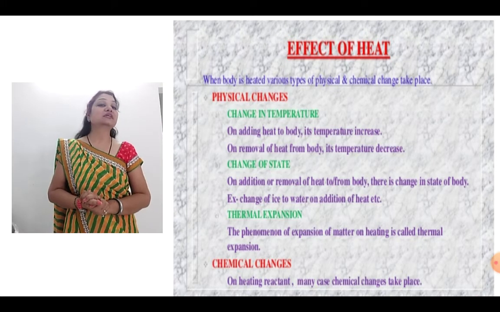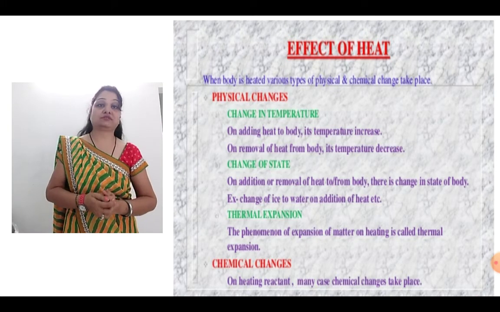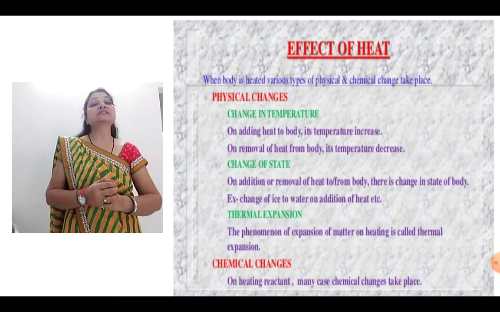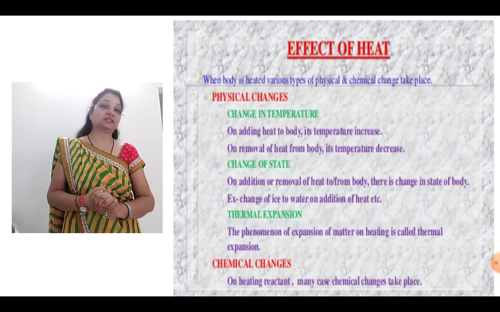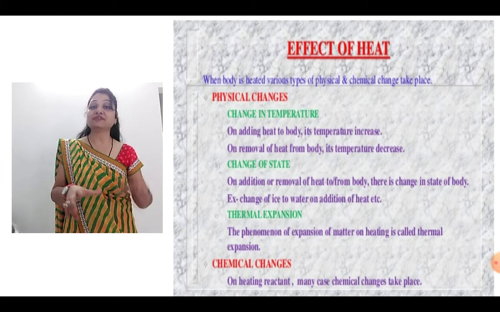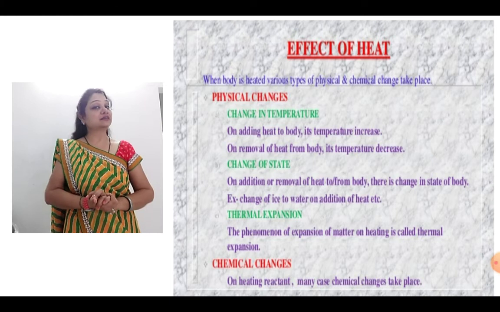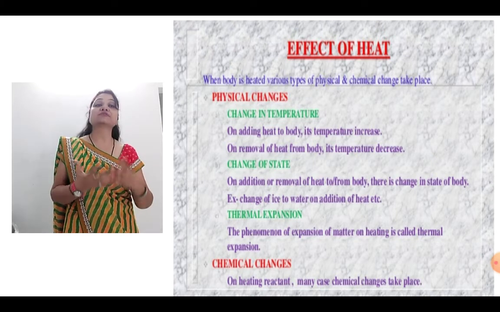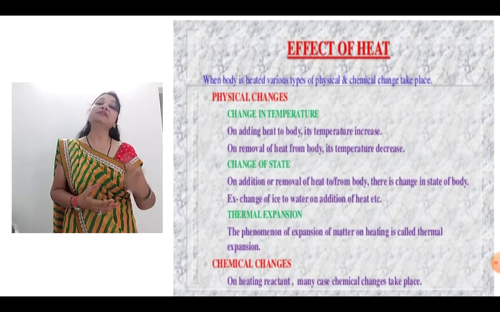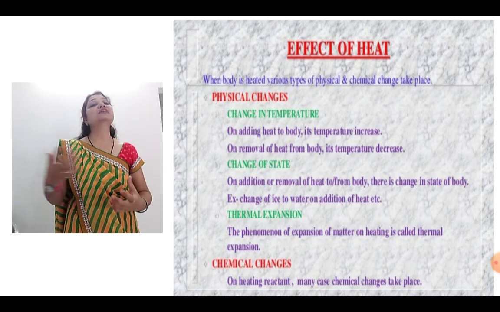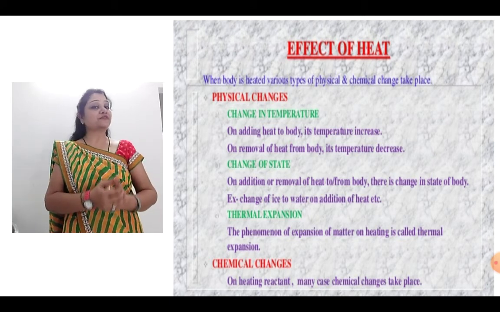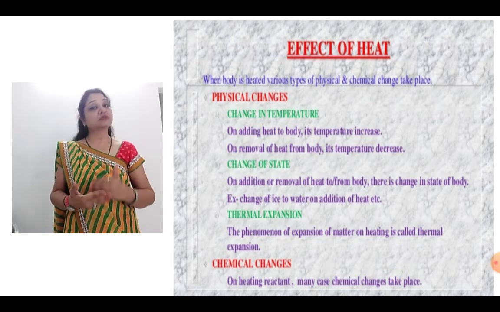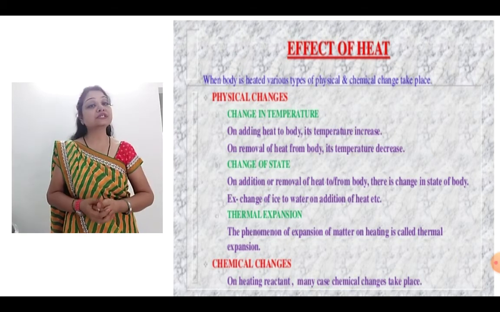Now the third is the thermal expansion. You must have studied in class 6. If not, we'll discuss now that matter expands on heating. That's why gaps are left in the railway tracks. Remember? Yes, that is because of this phenomenon of thermal expansion, because matter expands on heating. So that is thermal expansion caused due to the effect of heat. So these were the types of effects of heat: the change in temperature, change of state, and thermal expansion. All these are physical changes.